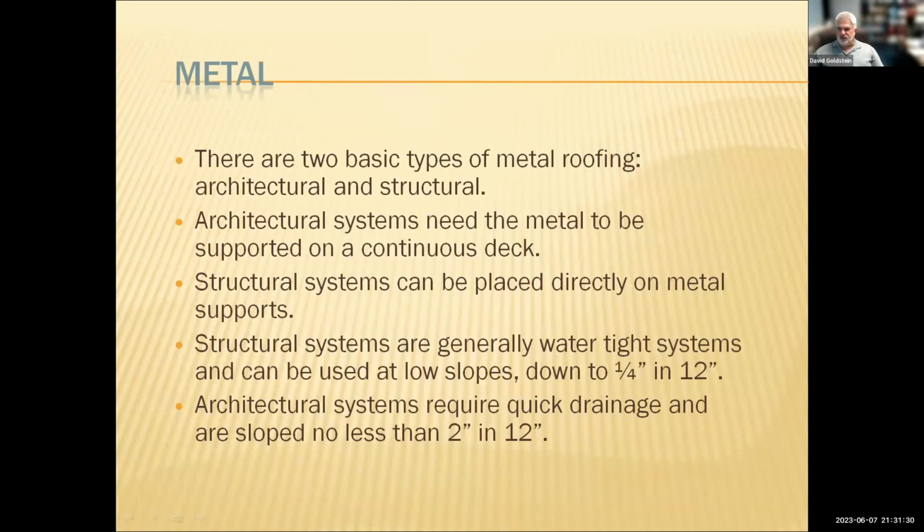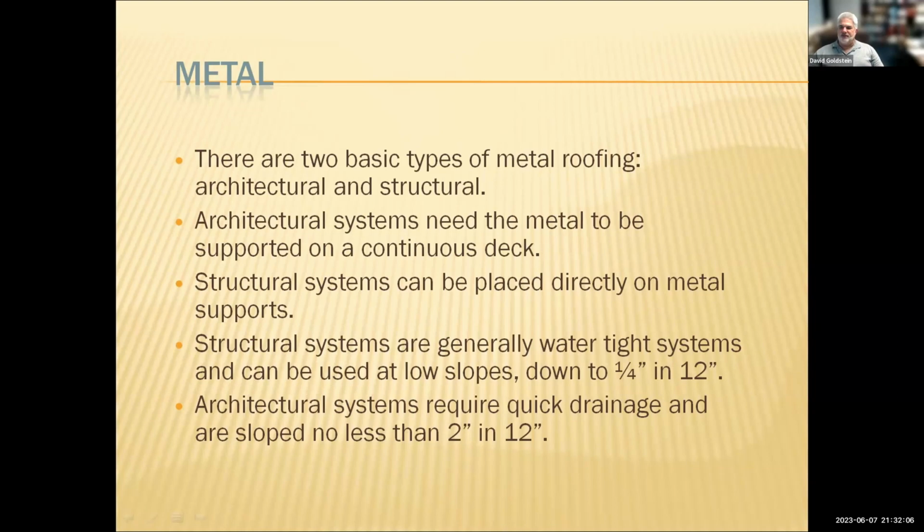You have metal roofs that are used for low slope roofing. They're either architectural or structural. Architectural ones need to be supported on some kind of continuous deck. Structural systems can be put right on top of the metal supports. The structural ones are usually watertight systems, and they can go down to extremely low slope, almost flat. Well, 1/4 inch in 12, that's definitely considered a flat roof system.